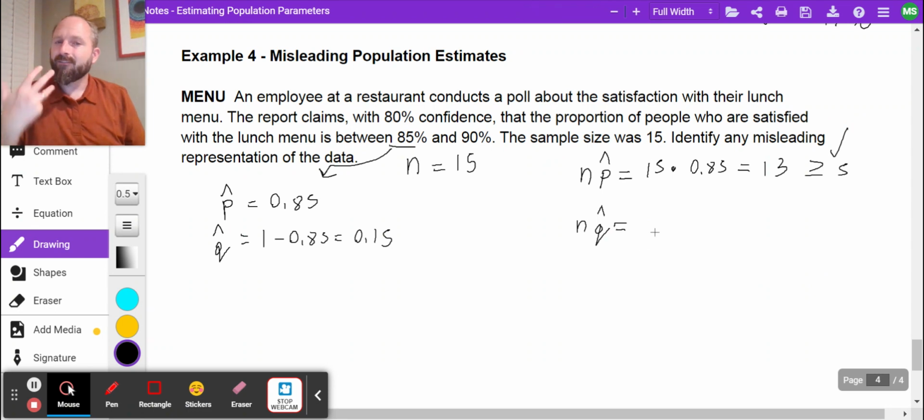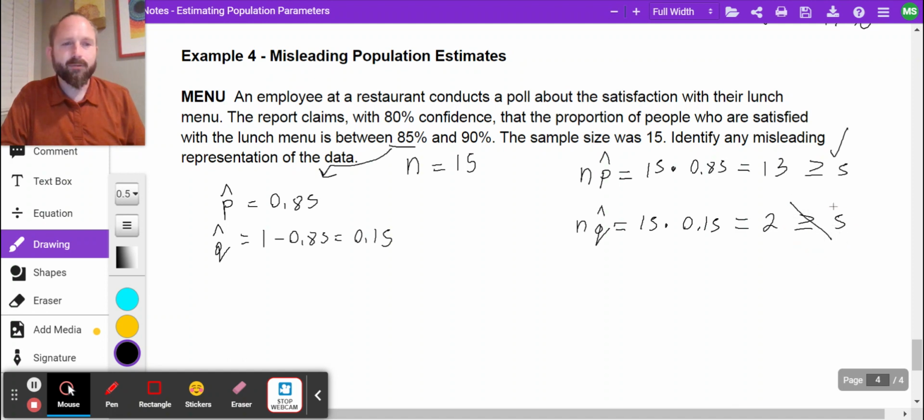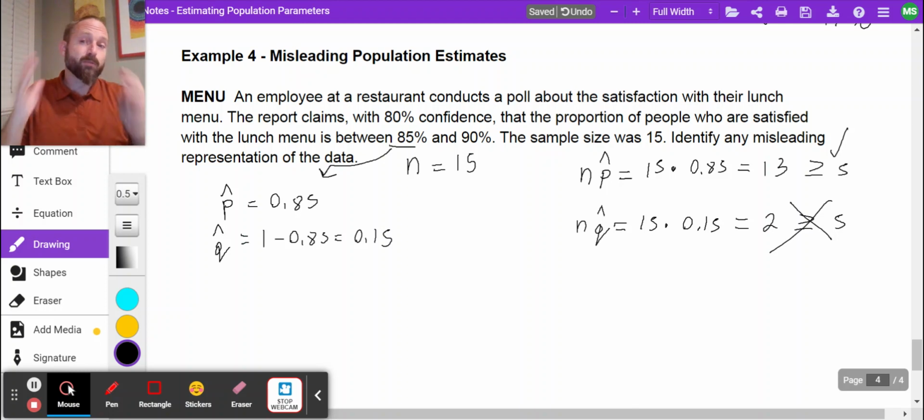Now, if we do the failures here, we do 15 times 0.15. That actually equals 2. 2 is not at least 5. So the sample size is too small. Sometimes that's just how it is. The sample size is too small, so we can't use this confidence interval right here. In addition, the confidence level of 80% is too low. We need to go a little bit higher. You've got to pump those numbers up.